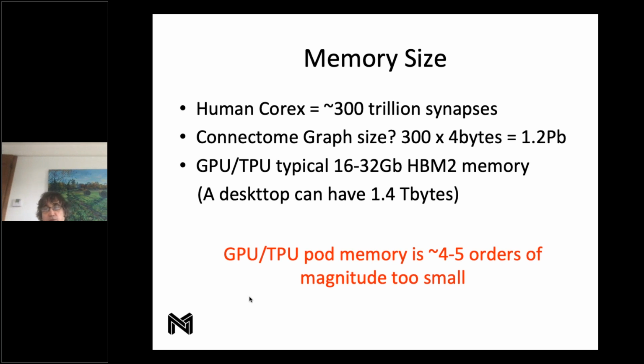So a GPU TPU pod, the thing that Google builds, is 4 to 5 orders of magnitude too small to actually hold the same amount of connectivity that your brain has, if you were to represent a neural network of that size.